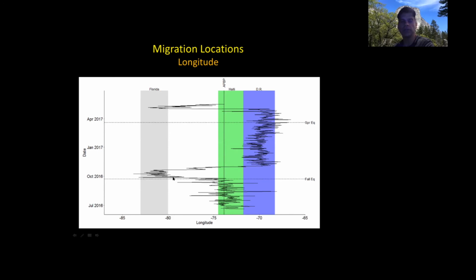Then there's a shift east that corresponds with this movement from Florida, probably across Cuba, and then into Haiti, and then into the longitudinal band that's consistent with the Dominican Republic. It stayed there through the spring equinox, which is here, this dashed line. And then in the spring, it made its return trip, probably again back across Cuba to Florida, and then moved west. And then it moved back east as it moved back up the coast to New York.